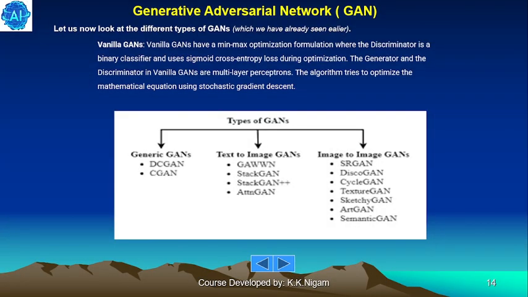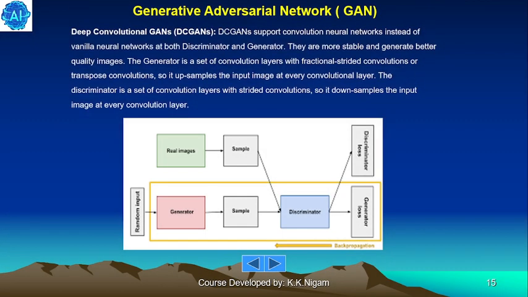Let us now look at the different types of GANs which we have seen earlier. Now, vanilla GANs. Vanilla GANs have some minimax optimization formulation where the discriminator is a binary classifier and uses sigmoid cross entropy loss during optimization. The generator and the discriminator in vanilla GANs are multi-layer perceptrons. The algorithm tries to optimize the mathematical equation using stochastic gradient descent.